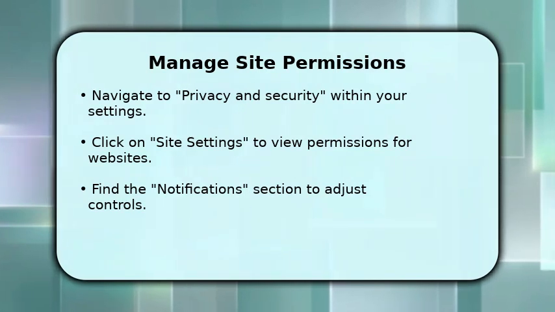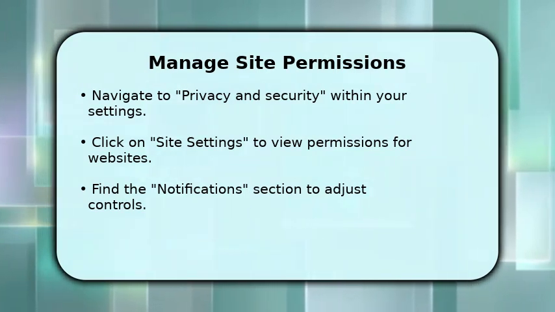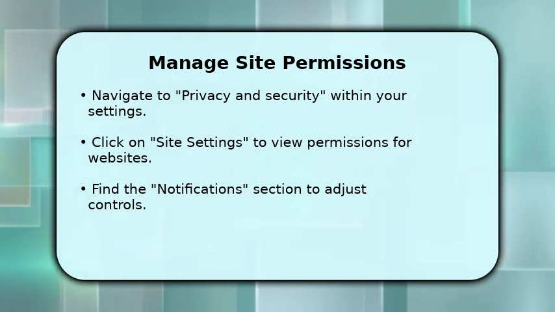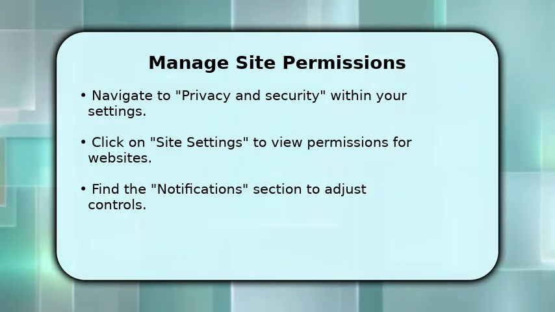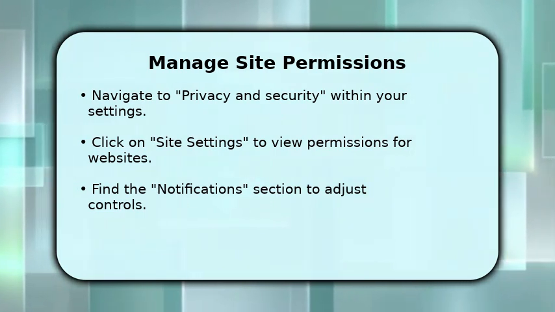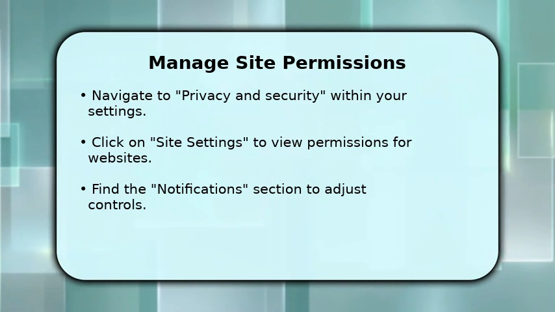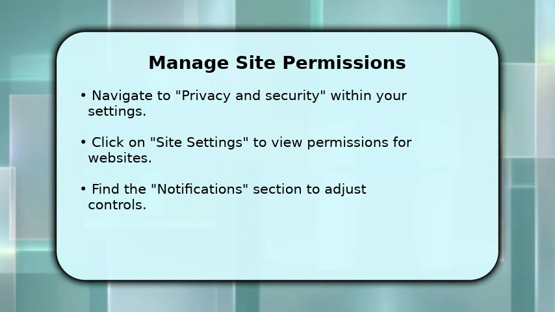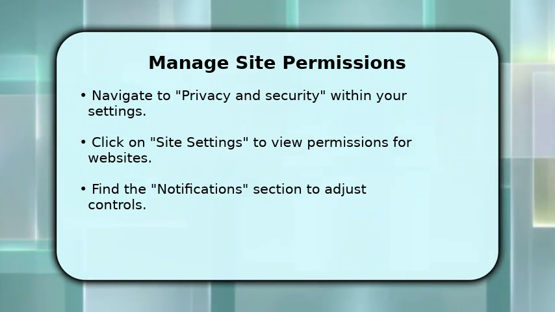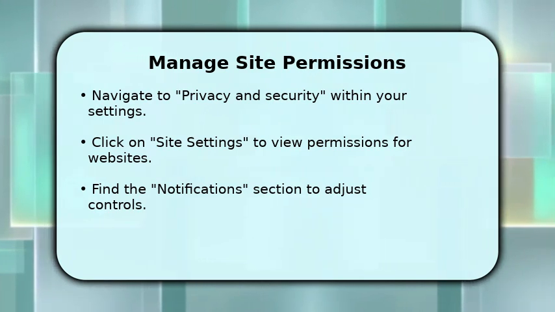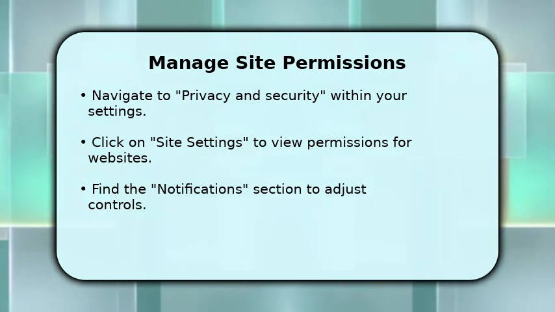Once in Settings, look for Privacy and Security on the left-hand side menu. Click on this option, then proceed to Site Settings. This area allows you to manage various permissions for websites you visit. Within Site Settings, you'll find a dedicated section labeled Notifications. This is where you'll gain granular control over which sites can send you alerts and how those alerts behave, giving you the power to customize your online interactions.